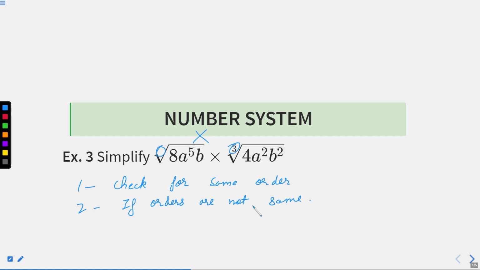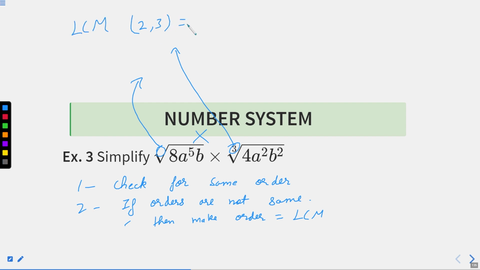Just like in the previous one I have done, make the order equal to the LCM. Okay, so now here the orders are not the same. The values are 2 and 3. Now taking the LCM, what will I get? 6. Now I have to make the order 6. So how am I going to make it? Let's see.